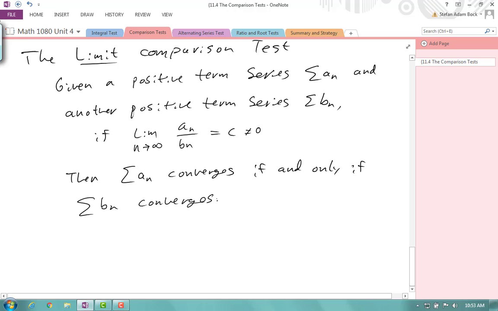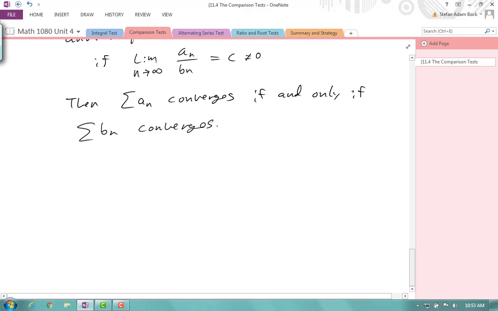So the limit comparison test, given a positive term series, sum of a sub n, and another positive term series, sum of b sub n, if the limit as n goes to infinity of the terms a sub n divided by b sub n, so we're comparing their sizes as n goes to infinity, if this is equal to some number c, which is not 0, and is of course not infinite, then the sum of a sub n converges if and only if the sum of b sub n converges, which means they either both diverge or they both converge.